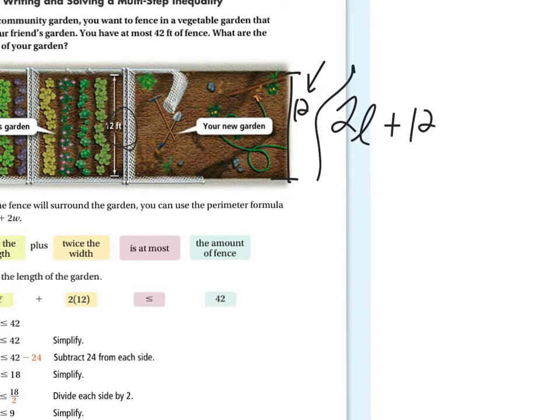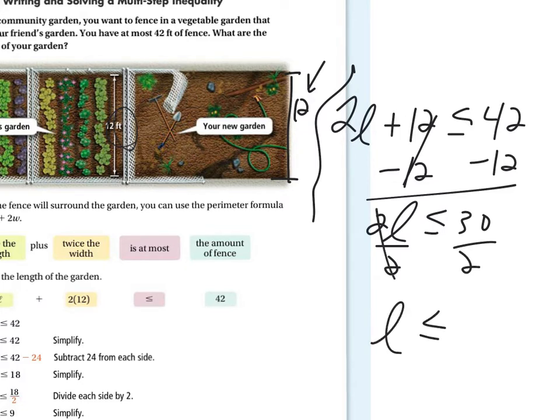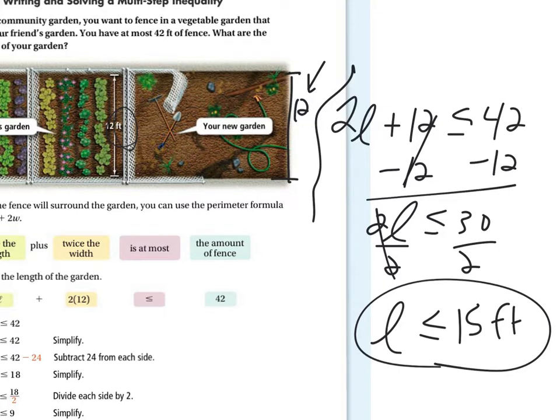So 2 lengths plus 12, and we've got 42 feet. So 2L plus 12 is less than or equal to 42. If you subtract 12 and then divide by 2, you get L is less than or equal to 15, which means the length could be 15 feet or less.